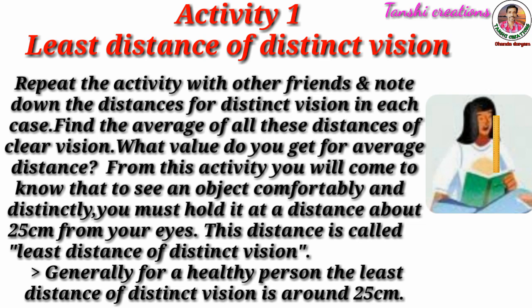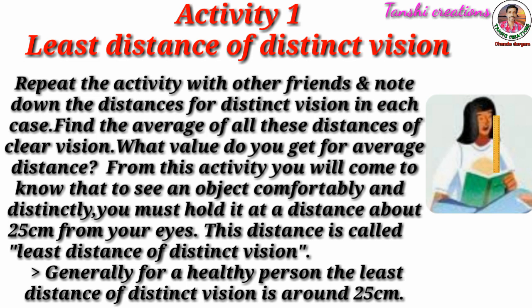and repeat the activity with other friends and note down the distance for distinct vision in each case. Find the average of all these distances of clear vision. What value do you get for the average distance? From this activity, you will come to know that to see an object comfortably and distinctly, you must hold it at a distance of about 25 centimeters from your eyes.